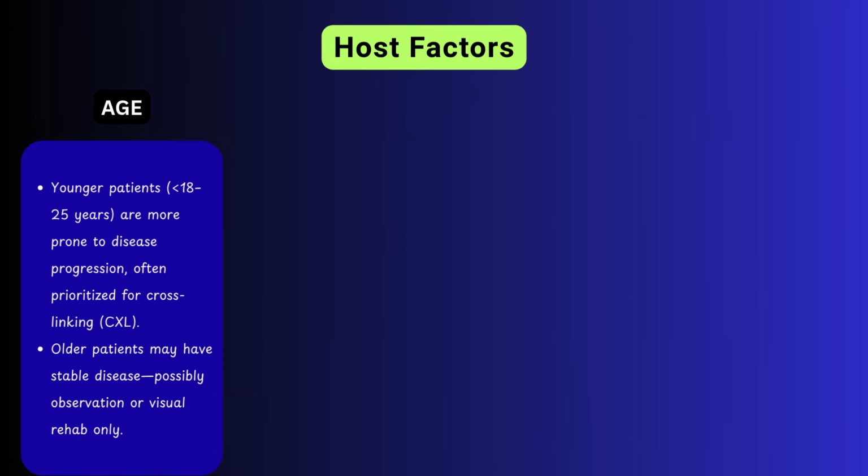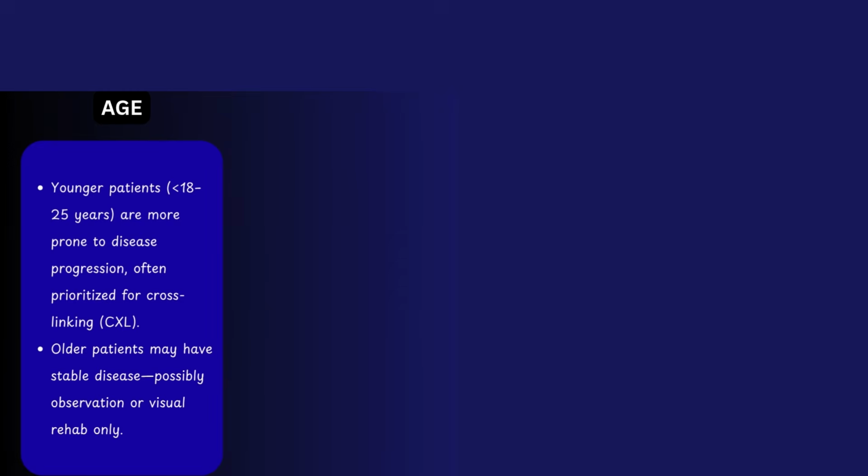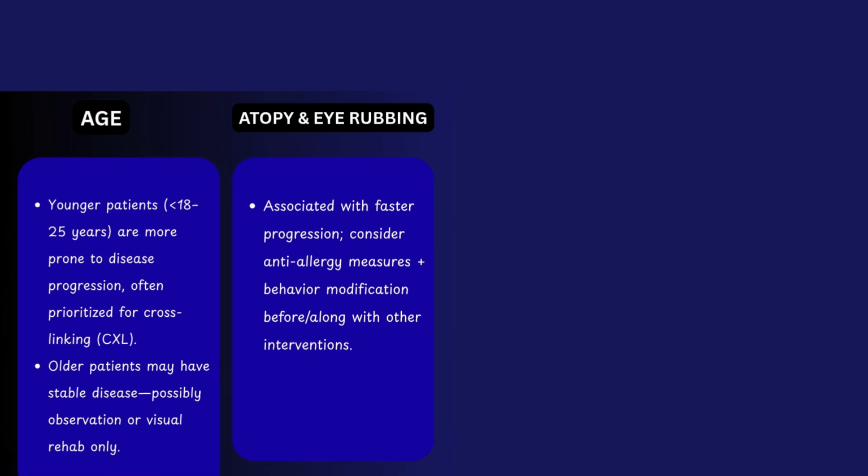Patients who are under 25 years of age are more prone to progression. So, they are prioritized for cross-linking. We'll discuss that in detail shortly. Older patients usually have a stable disease, so they may just be observed or go for visual rehabilitation. Atopy or eye rubbing is something which can accelerate progression. So, anti-allergic medications and behavioral modifications, like advising patients to avoid eye rubbing, are essential.